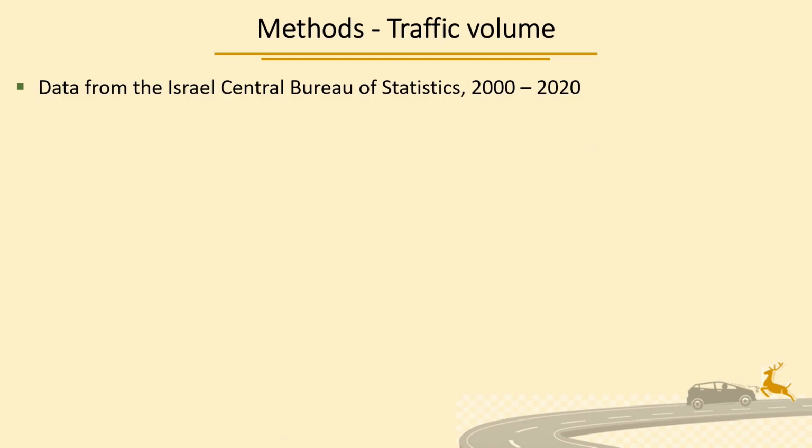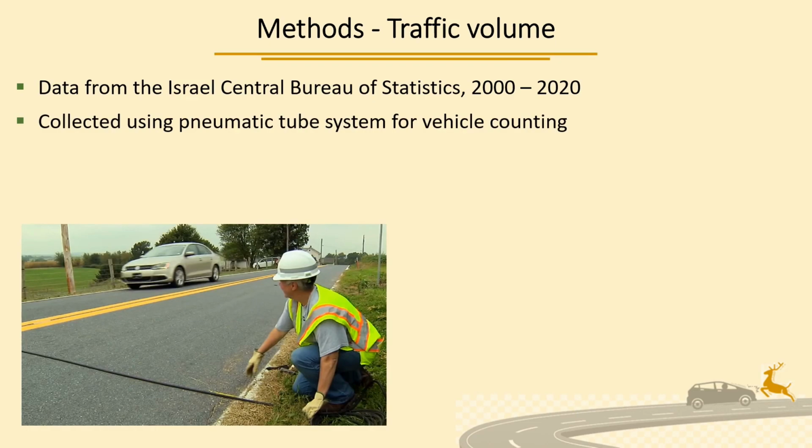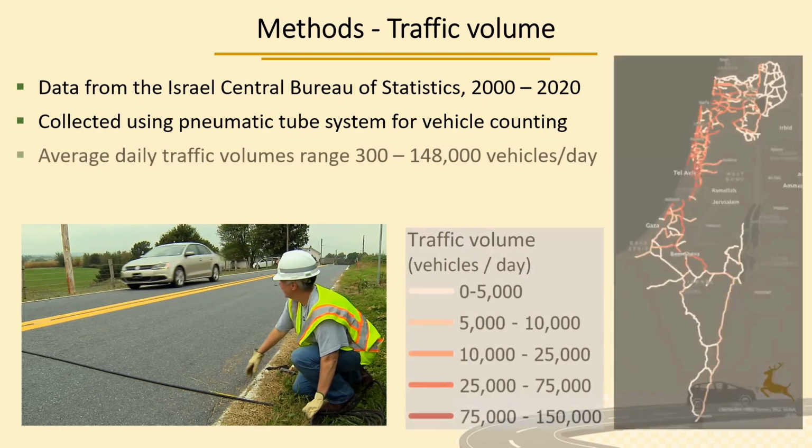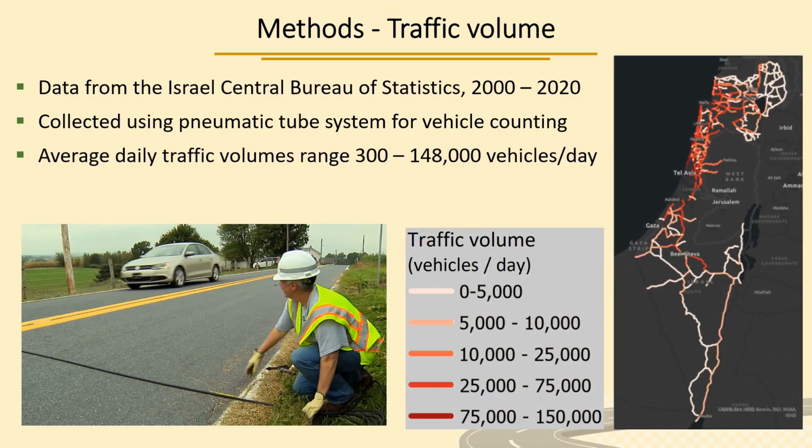Regarding traffic volume, we used data gathered by the Israel Central Bureau of Statistics from the year 2000 to 2020, which was gathered by using a pneumatic tube system for vehicle counting. And we calculated average daily traffic volumes. The range of traffic volumes is from 300 vehicles per day for low traffic roads up to 148,000 vehicles per day for very high traffic roads, as shown on the traffic volume distribution map of the roads in Israel.